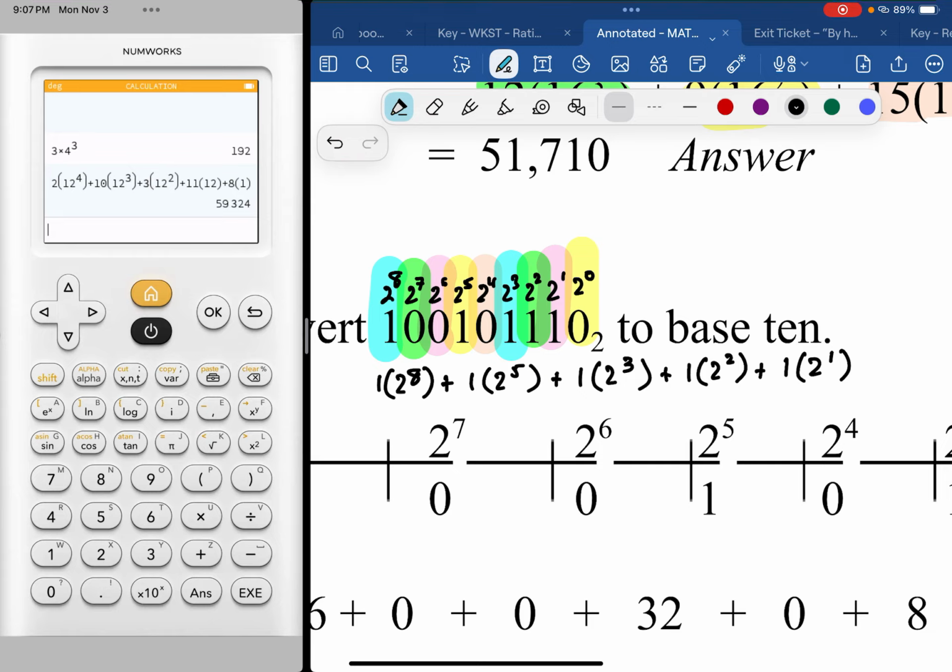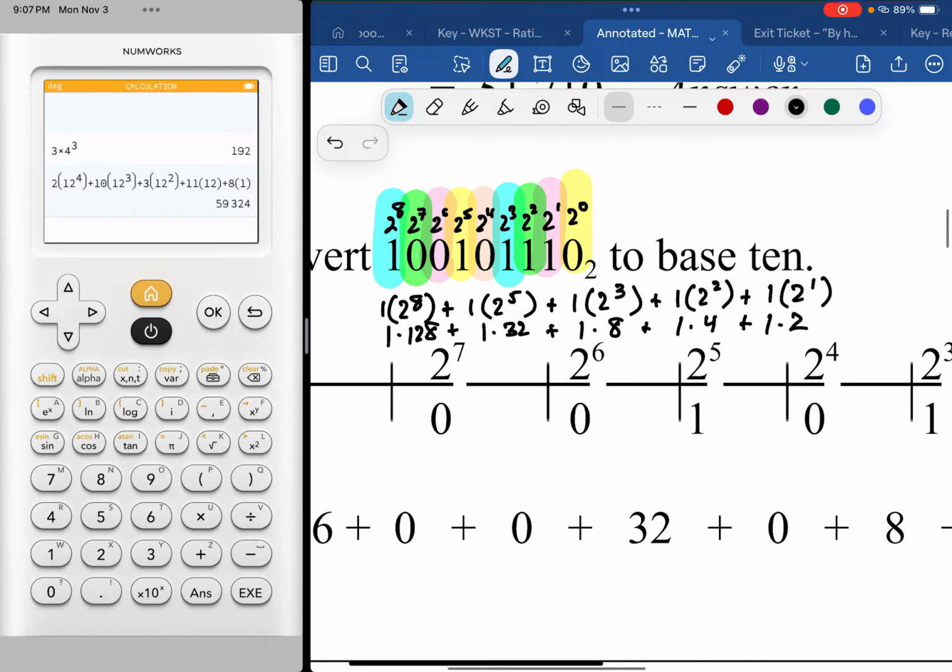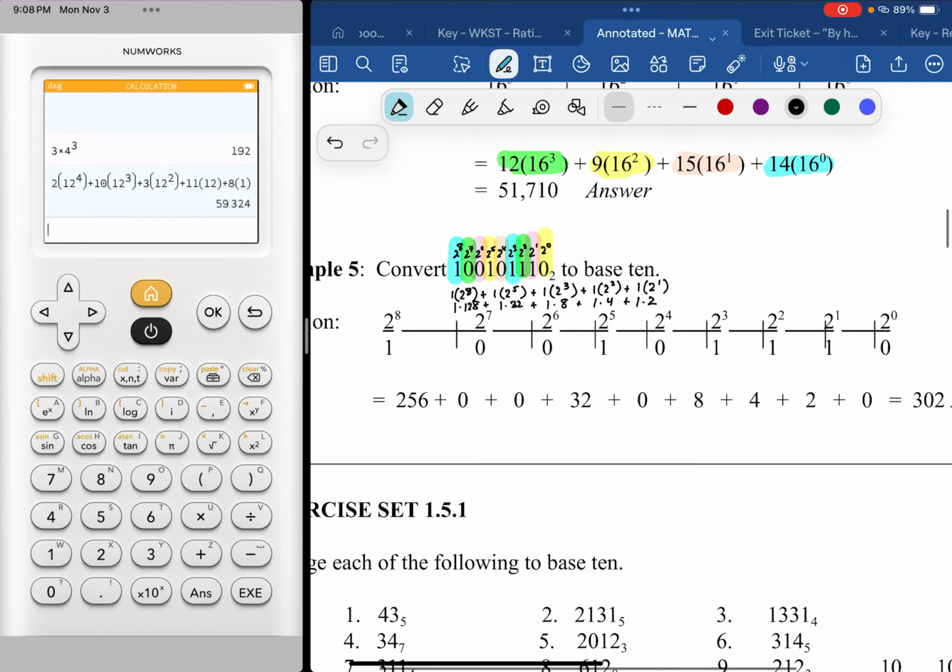All right. Now, 2 to the 8th, you might not know that off the top of your head. But maybe you know 2 to the 5th power, for example, is 32. So 1 times 32. 2 to the 6th is going to be double 32, which is 64. 2 to the 8th is 128. So 1 times 128 plus 1 times 32 plus 1 times 8 plus 1 times 4 plus 1 times 2. So 128 plus 32 is going to be, I think, 160 plus another 8. So 168, 172, and 174.